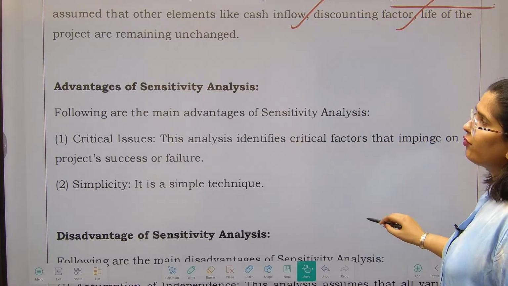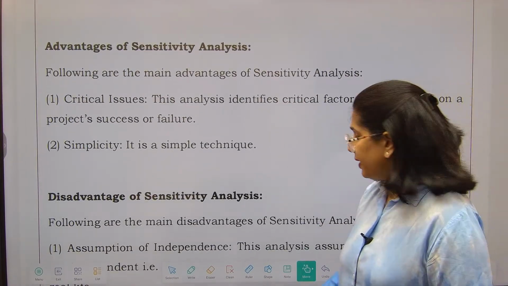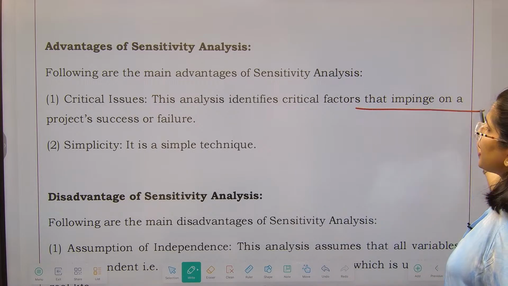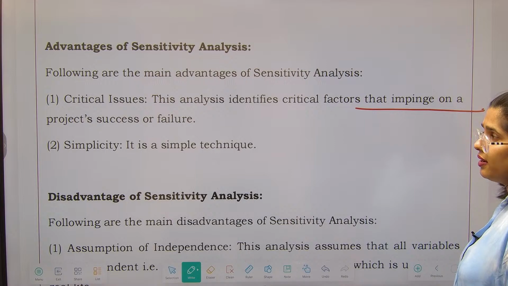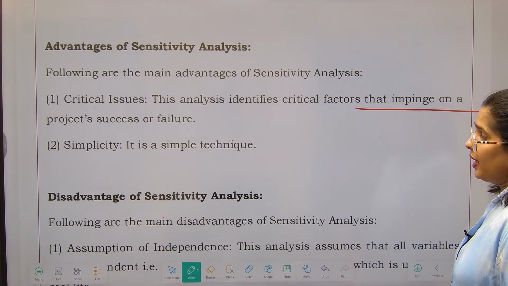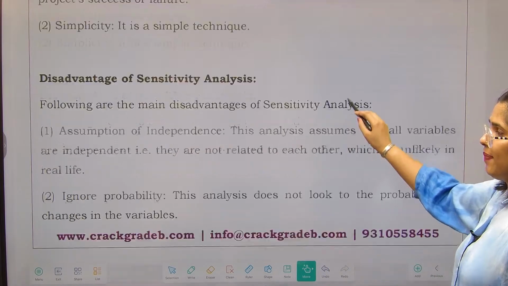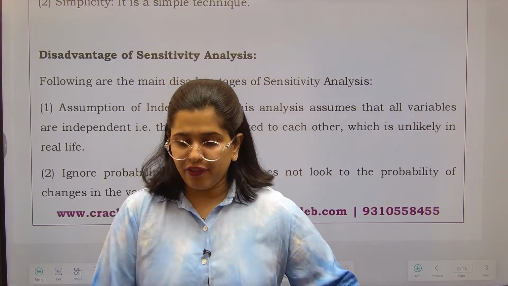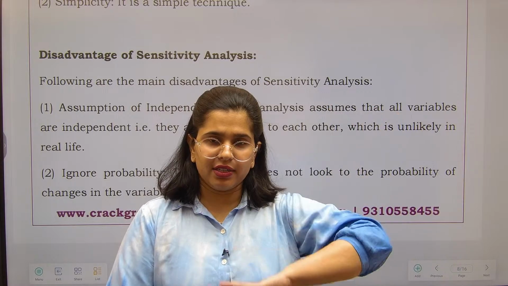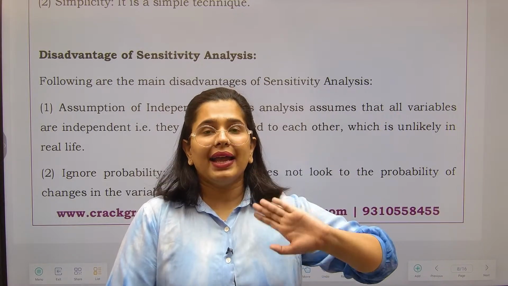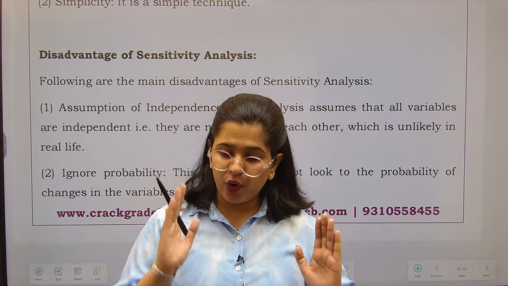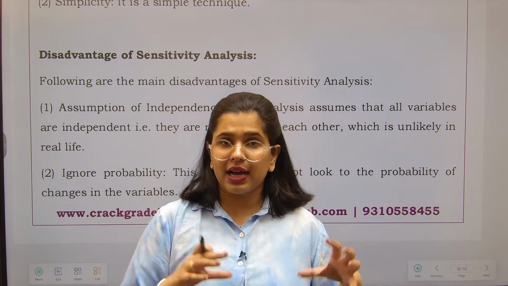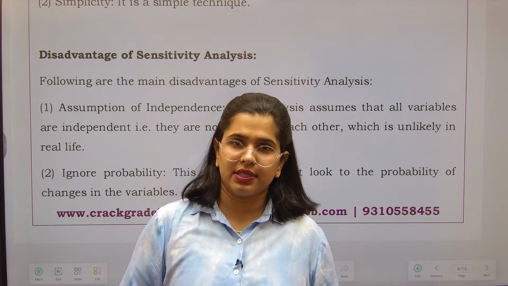Now, why do we have to do the sensitivity analysis, right? So number one is, this analysis identifies critical factors that impinge on the project's success or failure. It is a simple technique. Disadvantages, assumption of independency. In real life, all the factors work in one go, right? If one factor is changing, another factor is also changing. For example, my cash outflow is increasing, cash inflow is decreasing. So both are going to impact me in real time, and the results would be more adverse, right?